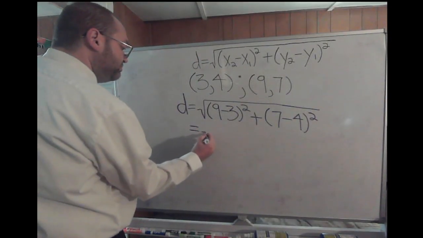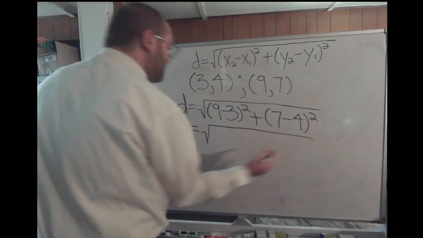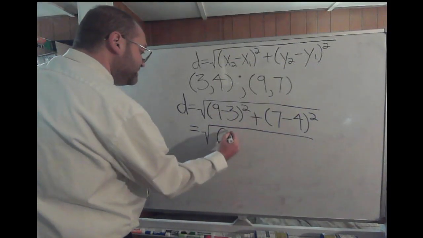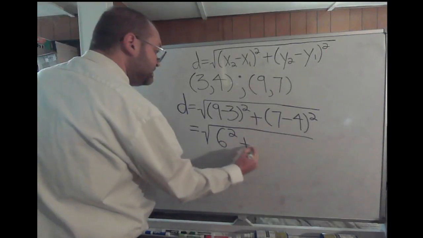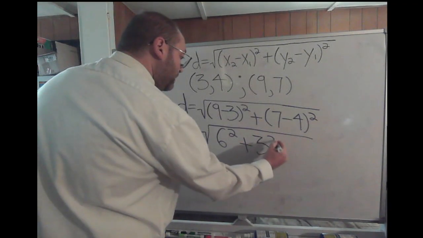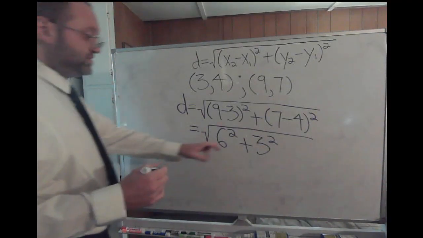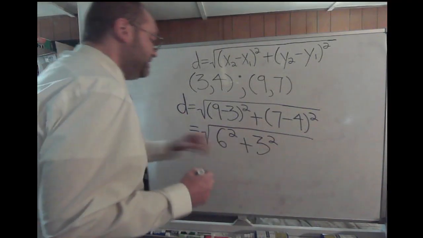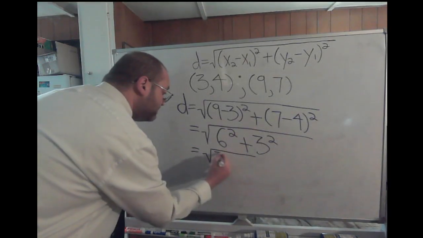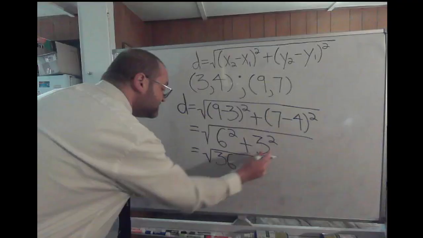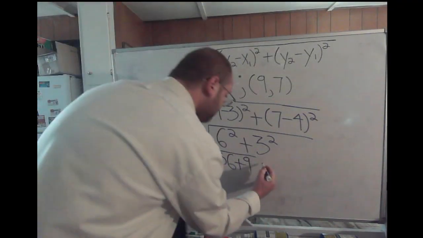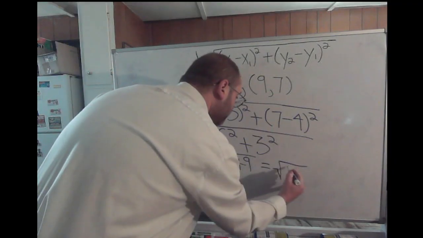So now we'll just simply do the math here, do the order of operations. 9 minus 3, that's 6. So you would have 6 to the second power plus 7 minus 4. That's going to be 3 to the second power. So now we have the square root of 6 to the second power plus 3 to the second power, which 6 to the second power is going to be 36, plus 3 to the second power, that's 9. Well, 36 plus 9, that equals the square root of 45.